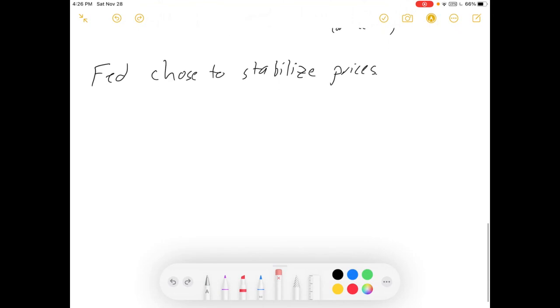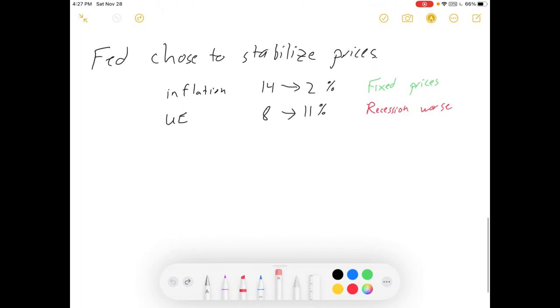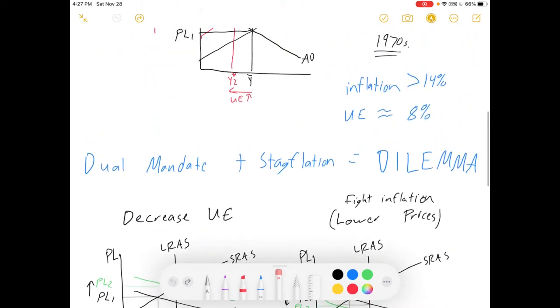Anyway, the Fed chose to stabilize prices. Paul Volcker was the chairman of the Fed, and he doubled down on stabilizing the inflation, and he just let whatever needed to happen to the unemployment rate happen. So inflation went from 14% down to about 2%. These are rounded numbers, they're not perfect. Unemployment rate went from 8% to 11%. We fixed prices. We got back to stable prices. But we made the recession worse in doing it. There's the dilemma. If we had fixed the recession, inflation would have gotten even worse. And that is the big trade-off.